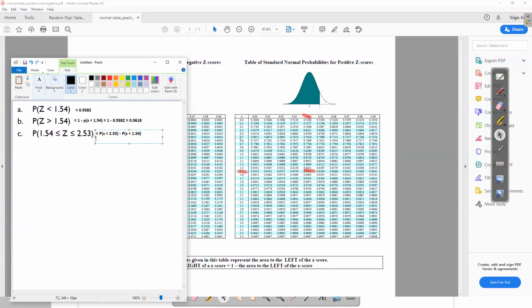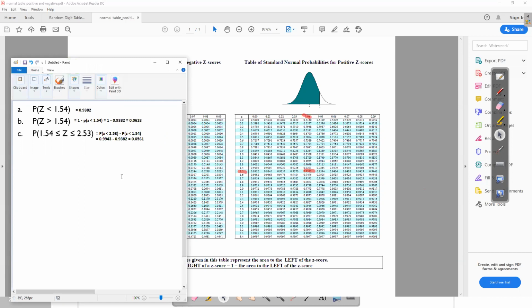Right? So then we can look up for each. They're smaller than sign already. So 2.53 is here, 0.9943. And then 1.54, probability of Z less than 1.54, I just looked up, 0.9382. And then we calculate, right? And that's it. So 0.0561, right? So this is how to look up Z table for probabilities.